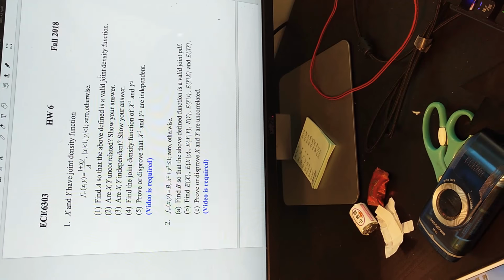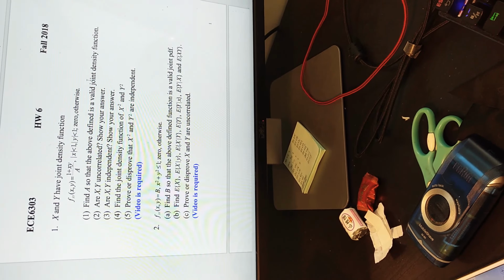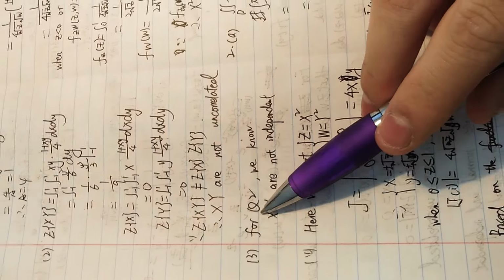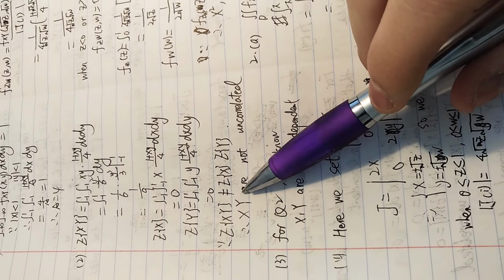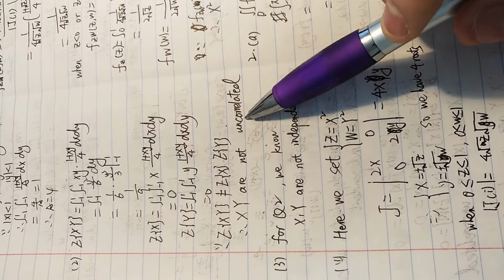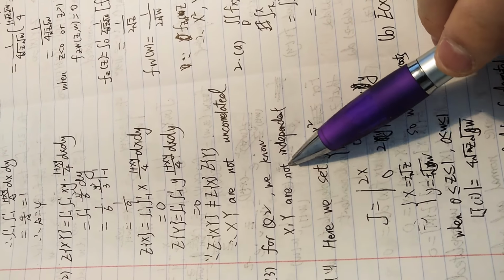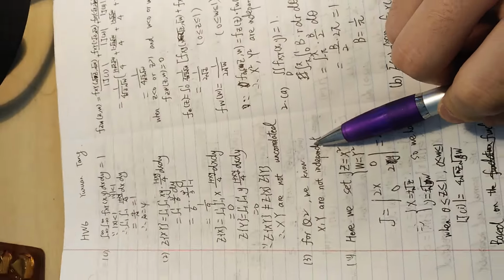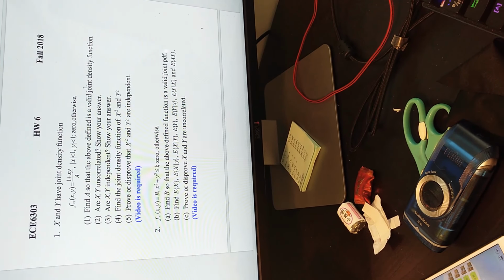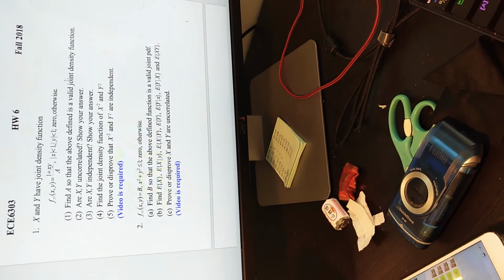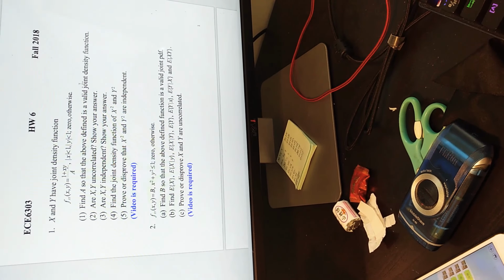And the third question is, are X and Y independent? Because we know X and Y are not uncorrelated, we know X and Y are not independent. And the fourth question is to find the joint density function of X to the power of 2 and Y to the power of 2.